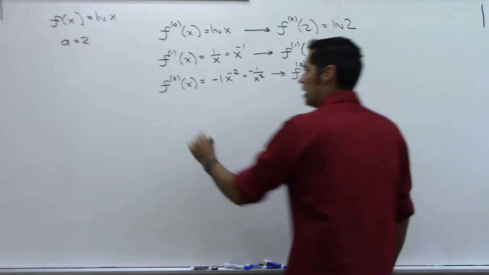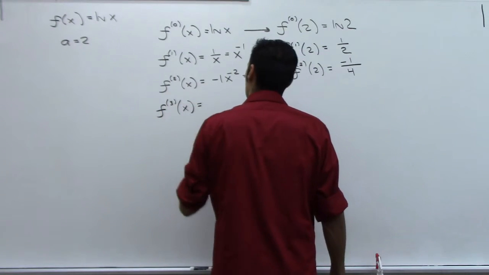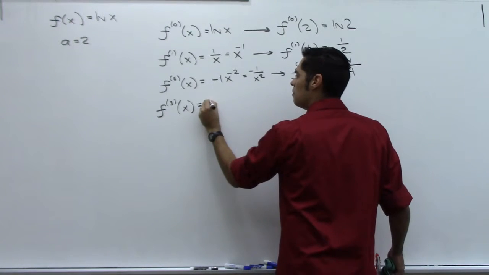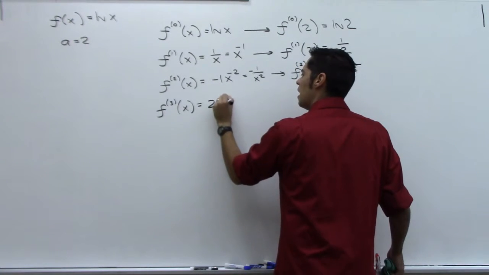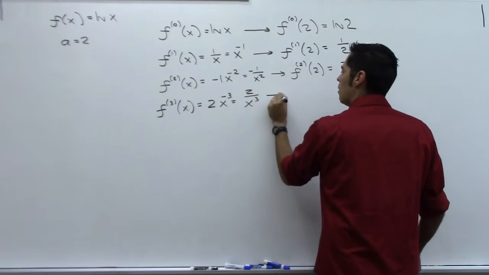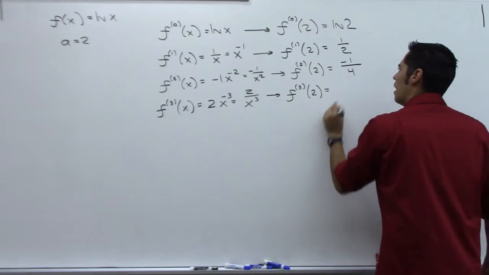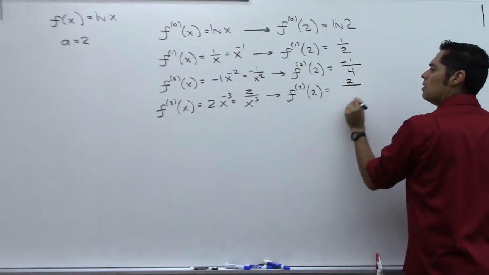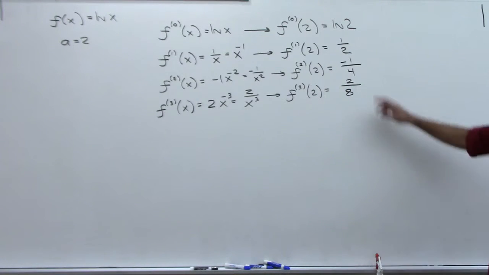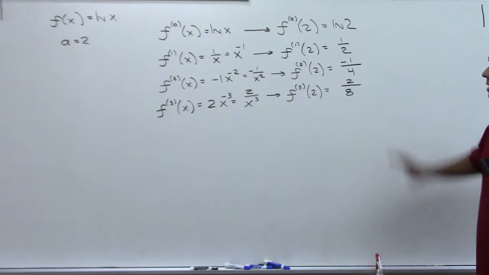Now I take the derivative again. The third derivative, the negative 2 comes out and it becomes positive 2. And now x to the negative 3, which is 2 over x cubed, which when I plug 2 into that, I get 2 over 2 cubed, which is 8. Now I know I can reduce that, but because of a pattern we're trying to see here, I'm going to just leave it as is.